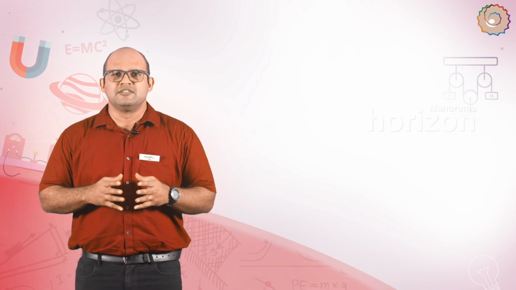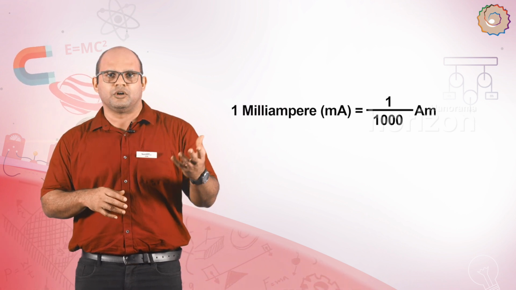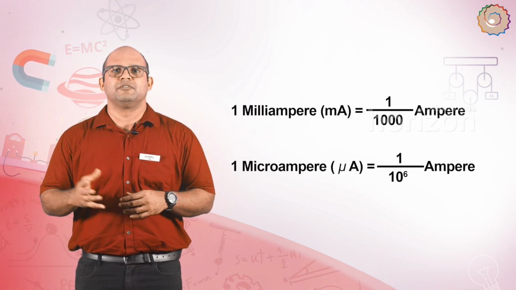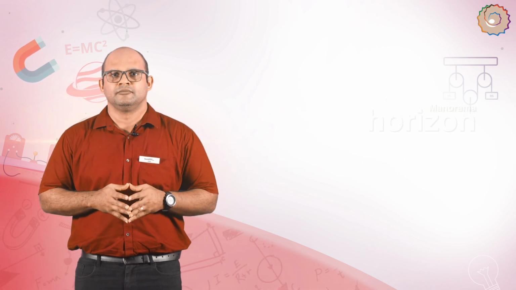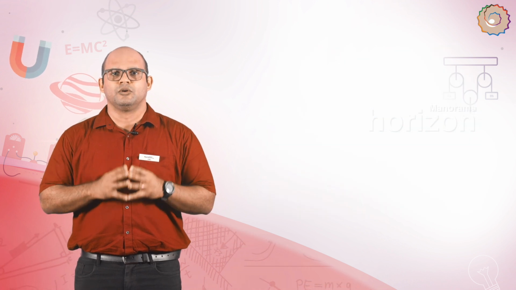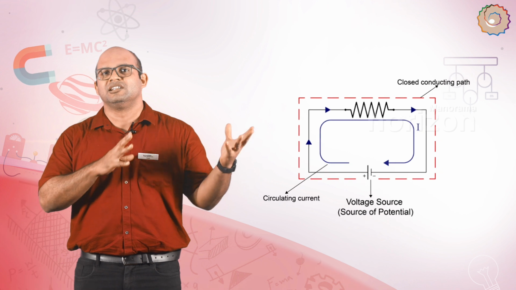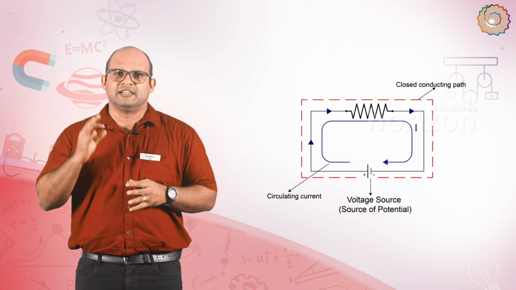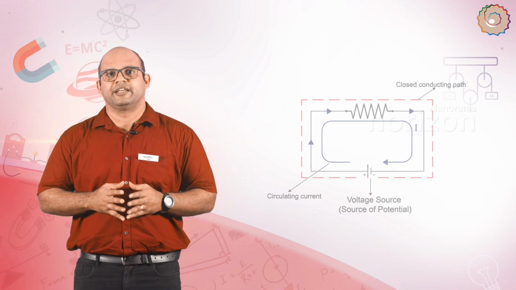In daily life, it is much more convenient to use units like the milliampere, which is 1,000th of an ampere, or the microampere, which is 1 millionth of an ampere. And these are used more often. What is a circuit? A circuit is a closed, continuous path that is composed of conductors or conductive electrical devices that provide a route on which charges can circulate again and again.